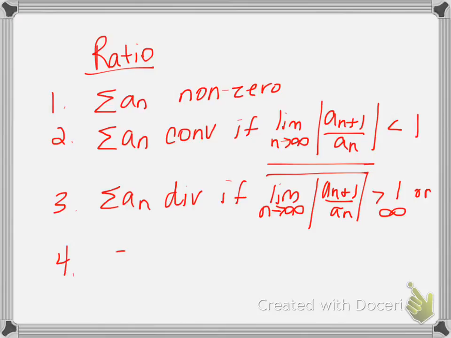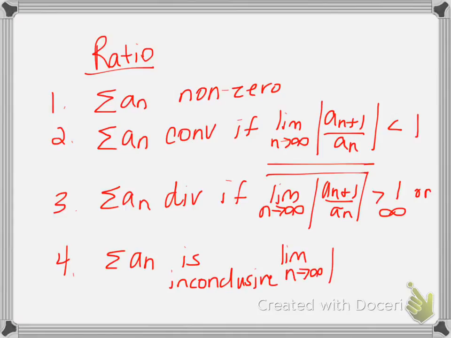And then lastly, if you do the same thing, but instead of getting a number greater than 1 or less than 1 you get 1, the test is inconclusive, meaning you have to do another test to help you. Most of the time that will not happen. Most of the time it's either going to converge or diverge because you'll get a number greater than 1 or a number less than 1. So let's look at some examples for the ratio test.